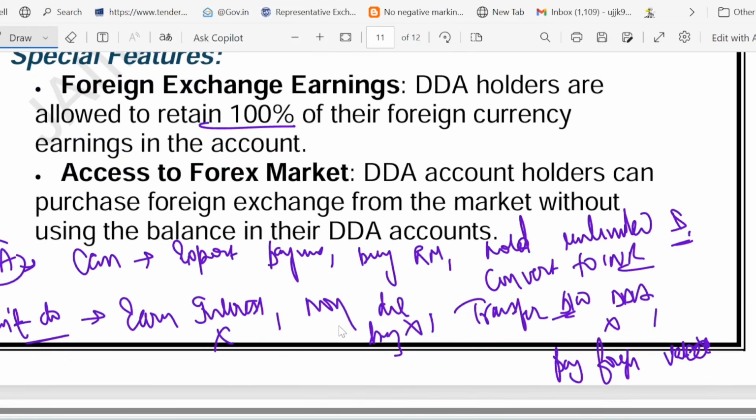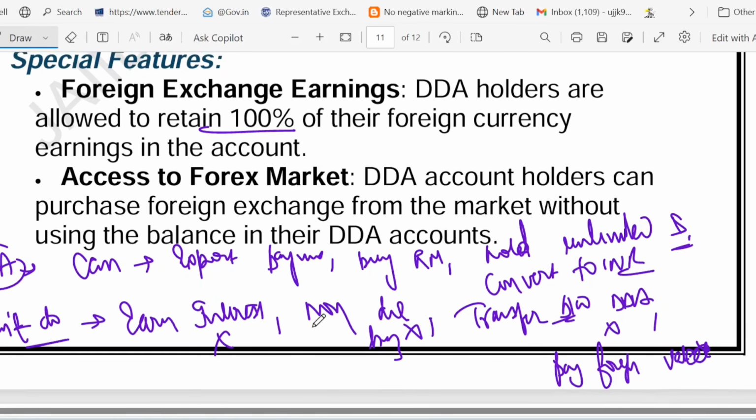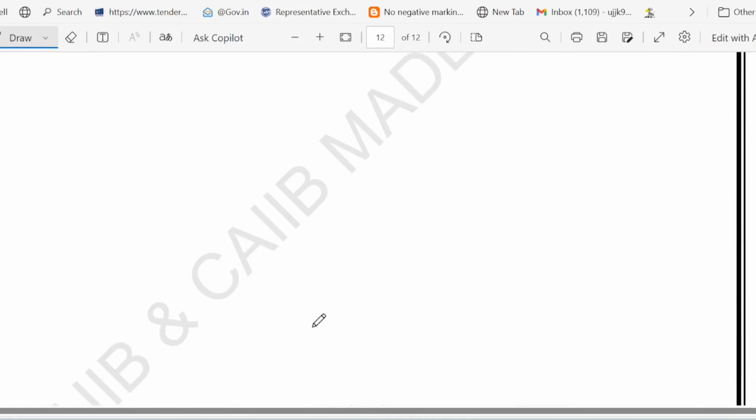Now, what can a DDA do? It can receive export payment, buy raw material, hold unlimited dollars, and convert to INR. What can't a DDA do? It can't earn interest, it can't transfer between DDAs, and it can't pay for foreign vacation. So these are the restricted items, and that is all.